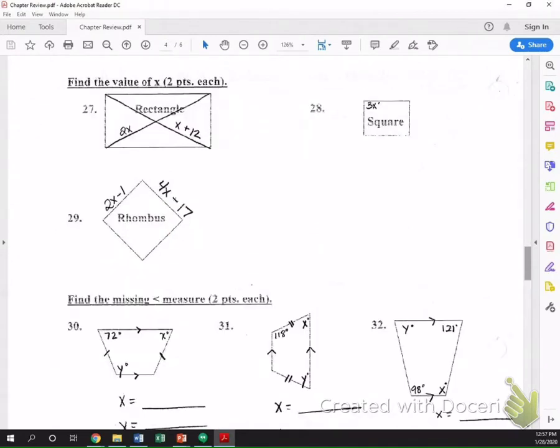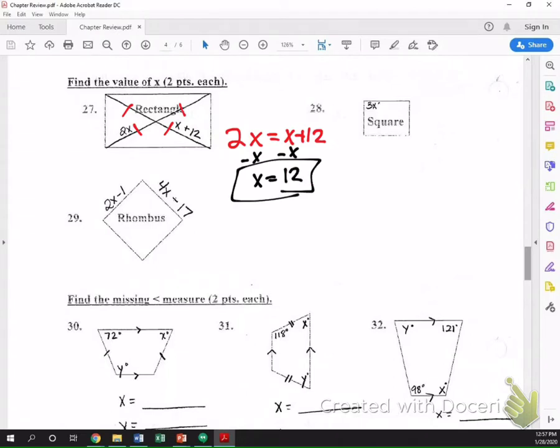Okay, diagonals of a rectangle. They're congruent and they also bisect each other. So what do I know about these 4 segments? They're all going to be congruent to each other. So I can set 2x equal to x plus 12. And x equals what? 12. Number 28. All the angles of a square are 90, so 3x equals 90 and x equals 30.